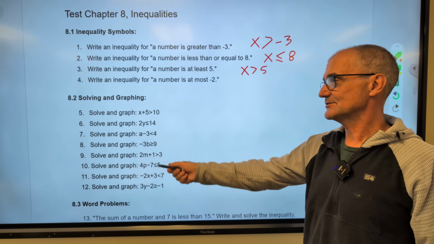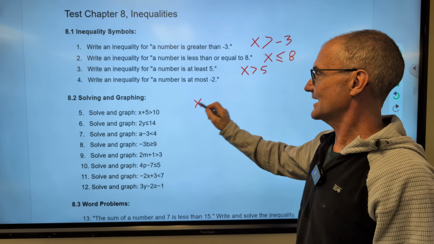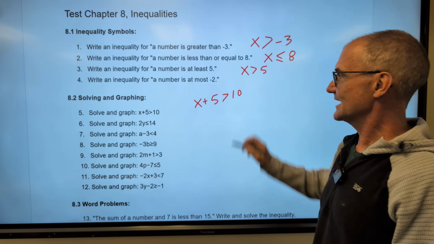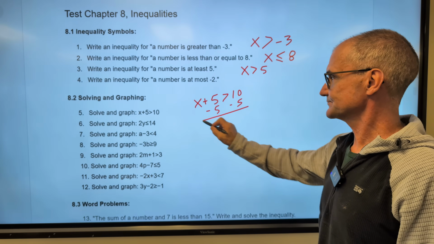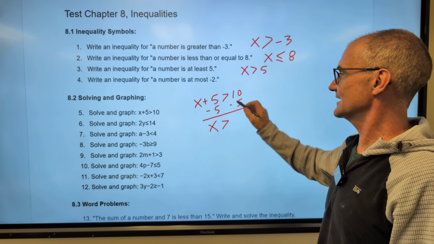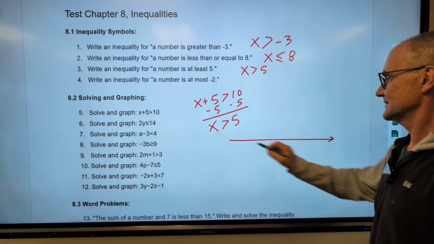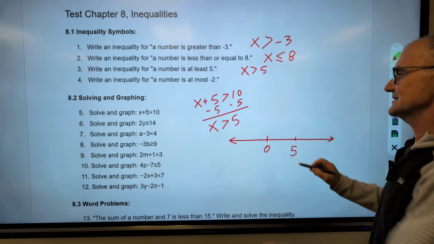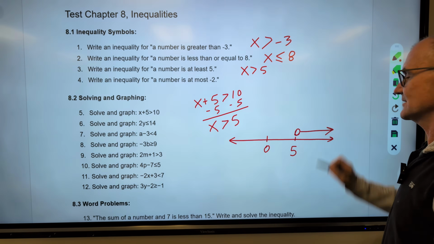Solve and graph. These are graphs on the number line. First thing I'm going to do on x plus 5, greater than 10. Isolate my variable x by subtracting 5 from both sides. X is greater than 10 minus 5. On my number line, here's my 0, here's 5. It is greater than that, but not including it. Open circle, going that way.